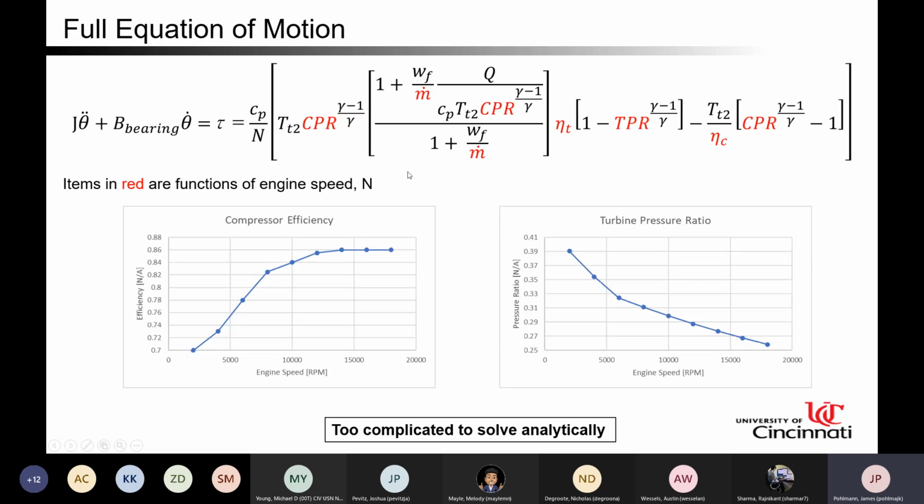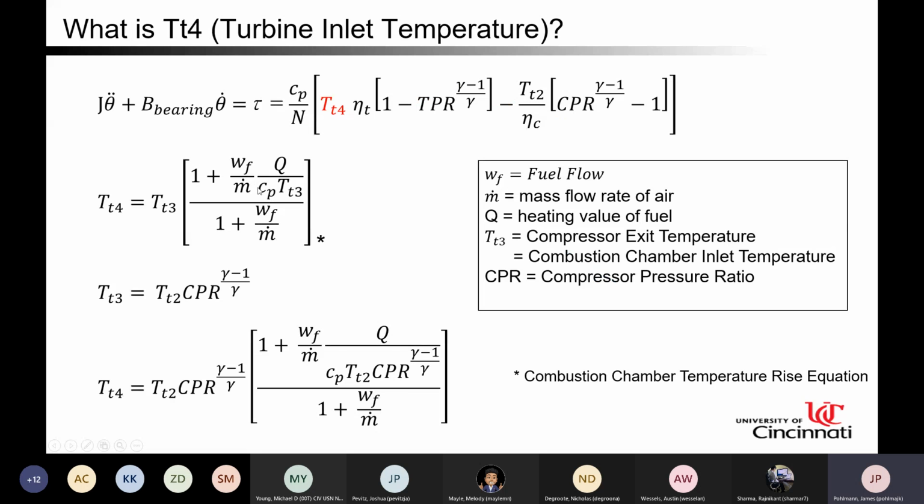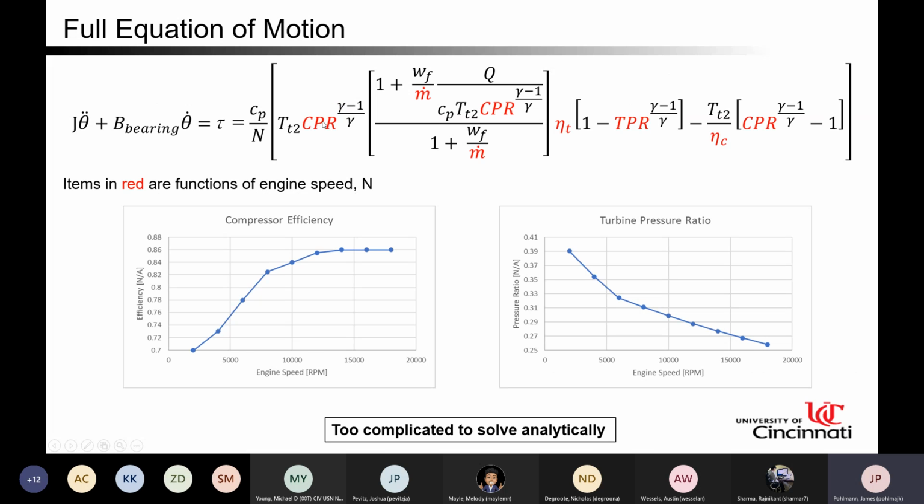So when you solve for TT4 in the combustor temperature rise equation and combine these all into the previous equation where we solved for torque, you get this equation here, where the red items are functions of the engine speed itself. Some examples are compressor efficiency, which is A to C, and turbine pressure ratio, which is TPR. This nonlinearity makes it extremely difficult to solve analytically, so I chose to go a more simulation-based path.